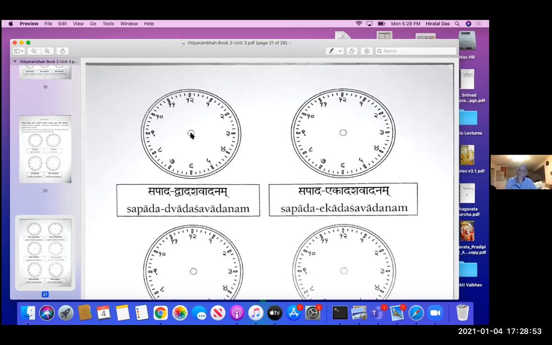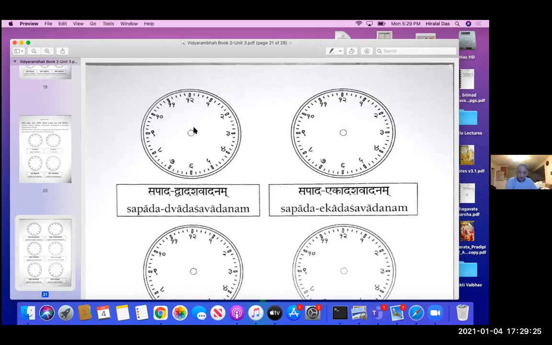The small hand would be at 12, and the long hand would be at 45. Sapad, 45 means at 9 would be Padon. Sapad should be at 3. No, I mean 15. So at 3, right? You have to say at 3. The long hand would be at 3 and the short hand would be just past 12, somewhere here.